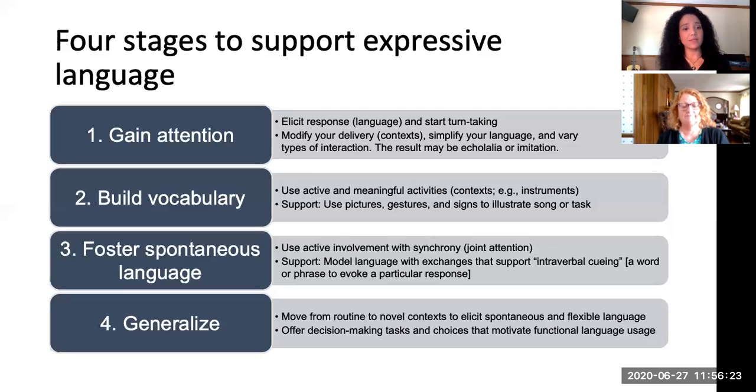The last piece, after going through those 3 steps, is generalizing. This is where you move from a routine to a novel context to elicit spontaneous and flexible language. So something the students are used to doing, and then something that's new to them. If you've been doing a certain kind of instrument, maybe play a new kind of instrument or do a new kind of activity where the students can generate something else. In this way, you want to offer decision-making tasks so the students have some ownership. You're not just telling them what you're going to do. So those would be the 4 stages and steps that we would recommend to support expressive language.